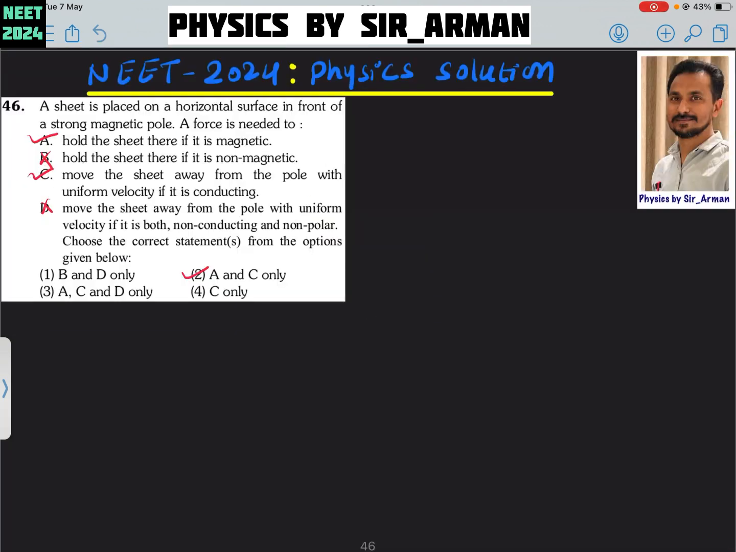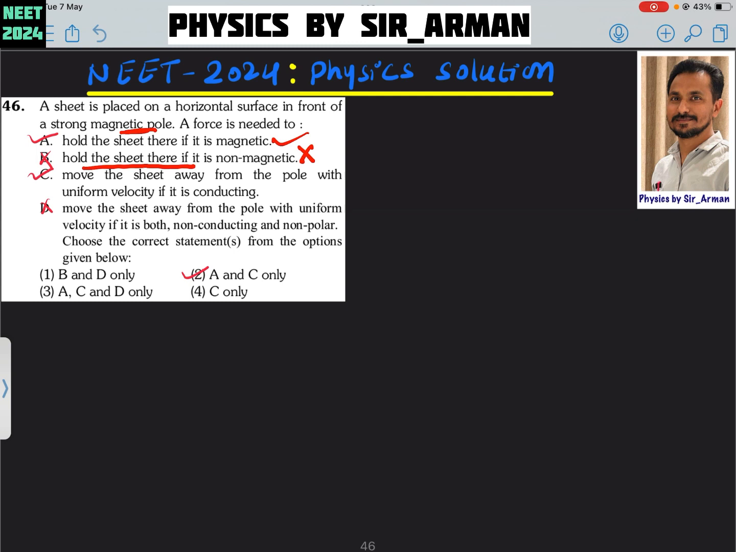Question number 46. A sheet is placed on a horizontal surface in front of a strong magnetic pole. So what will happen? If it is magnetic, then the magnet will attract. So if you want to keep it at the same position, you need to hold it, so a force will be needed if it is magnetic. But if it is non-magnetic, then the magnet will not apply any force. But here it is given to hold the sheet there if it is non-magnetic, so it is wrong.